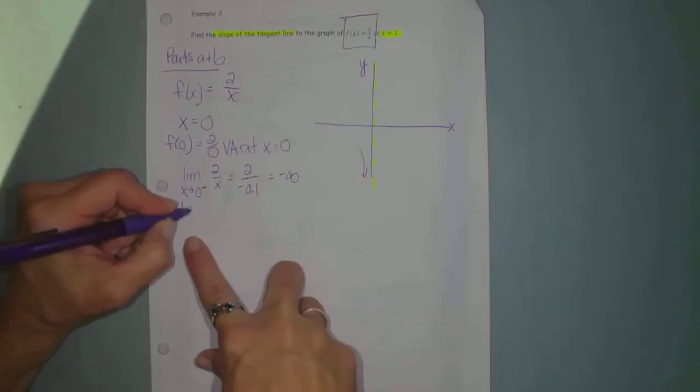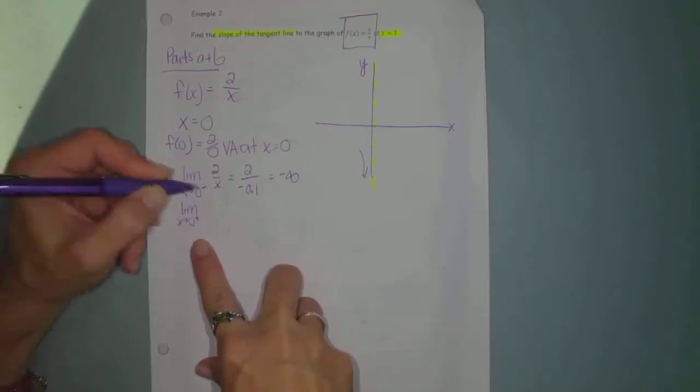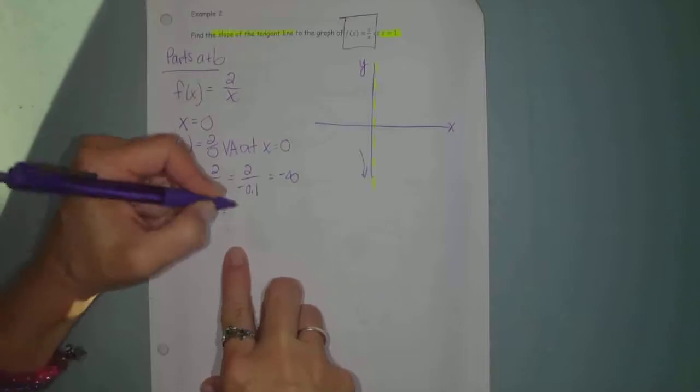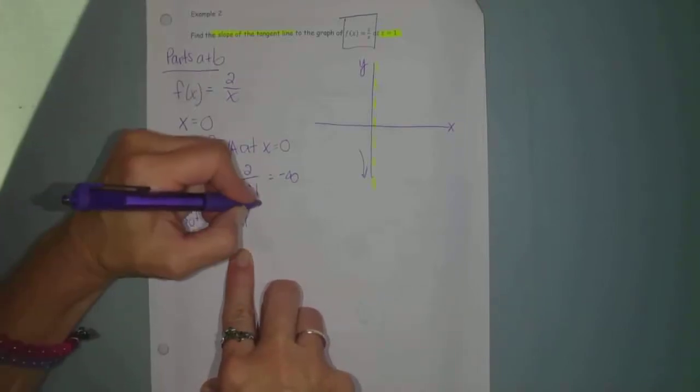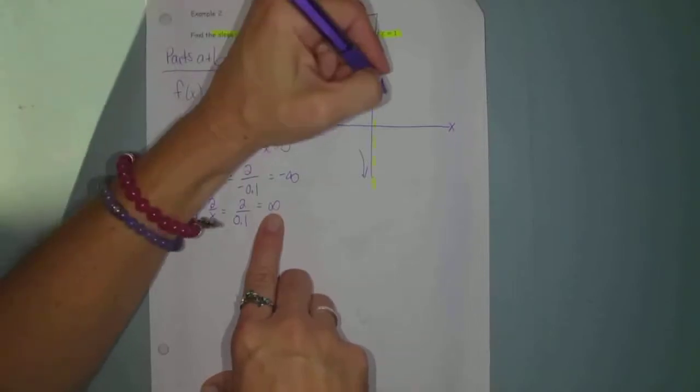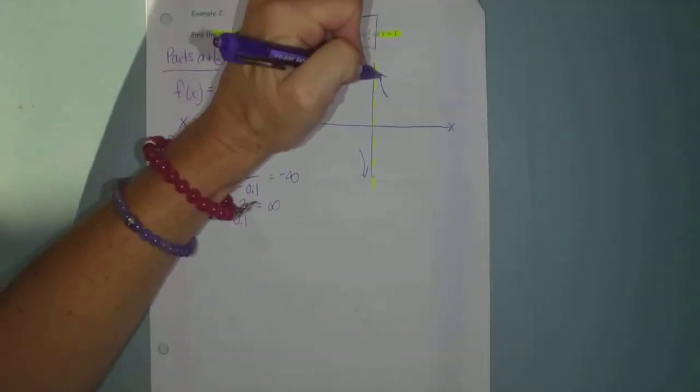And then if I do the limit as x approaches 0 from the right of 2 over x, I have 2 over positive 0.1. So I'm going to go ahead and say infinity for that one. So we're coming up here.